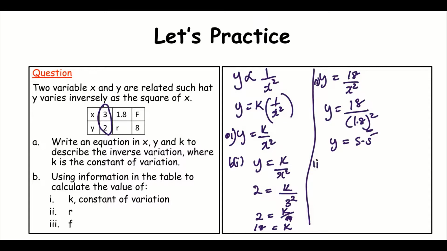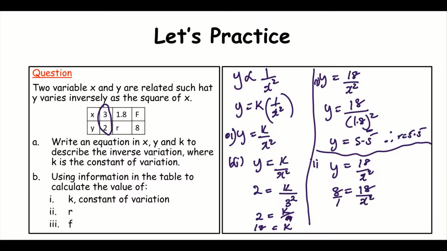And B part 3 now says to find the value of f. So to find the value of f, we're given y. So anywhere I see y in the equation, y is equal to 18 over x squared. So sometimes I just rewrite it for emphasis. So in this case now we're trying to find f, whenever x is equal to f and y is equal to 8. So anywhere I see y, I'm going to substitute 8 is equal to 18 over x squared.